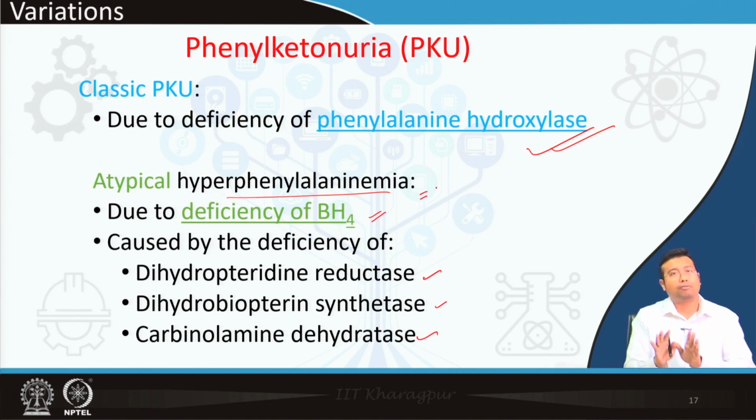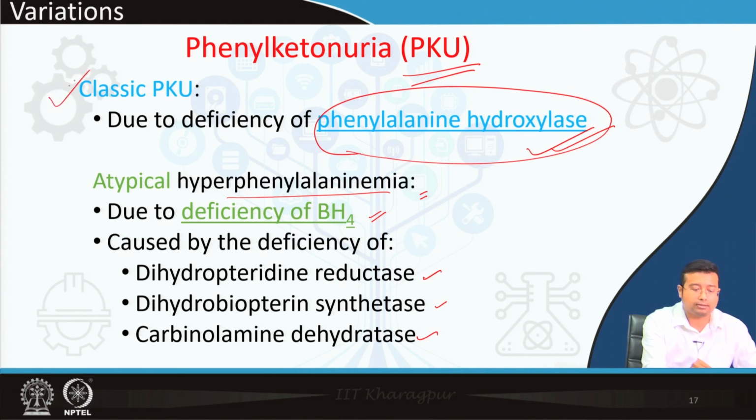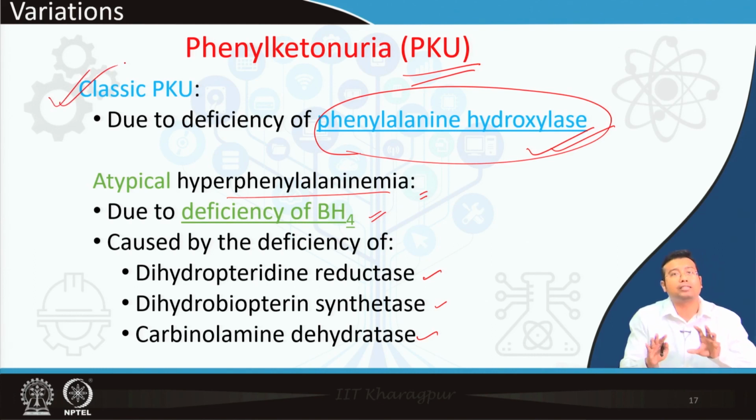Mind it, whenever we are referring to phenylketonuria, for all practical purposes it refers to the deficiency of phenylalanine hydroxylase and classical phenylketonuria. These are all atypical and often these are not termed as phenylketonuria, okay. But nevertheless, these are all phenylketonuria variants, they are atypical, they cause hyperphenylalaninemia.